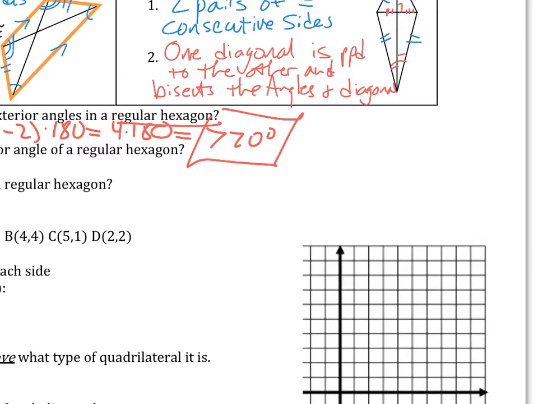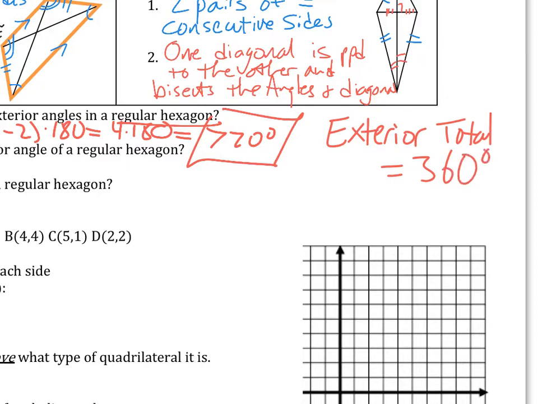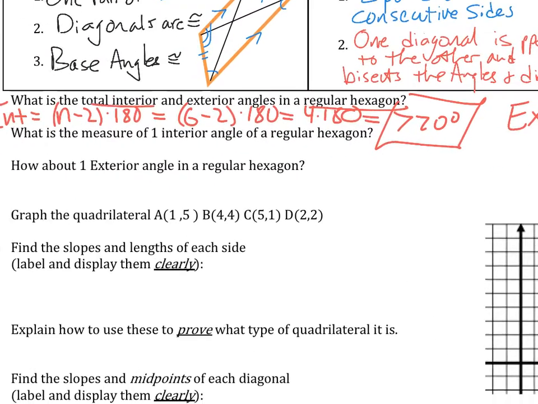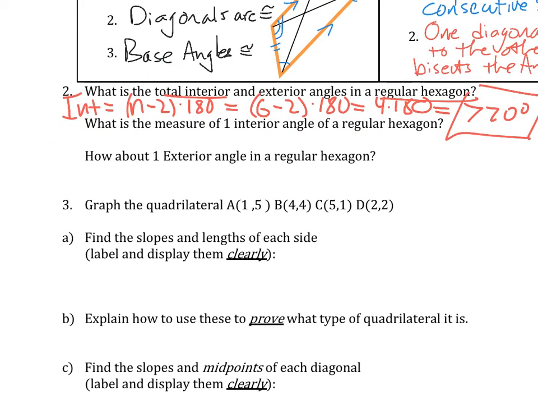Exterior, they're always the same. Remember that? So exterior angles is going to be 360. The total of all those exterior angles will be 360. Doesn't matter how many sides there are. If there's 5 sides, the exterior angles are 360. If there's a million, they're 360.